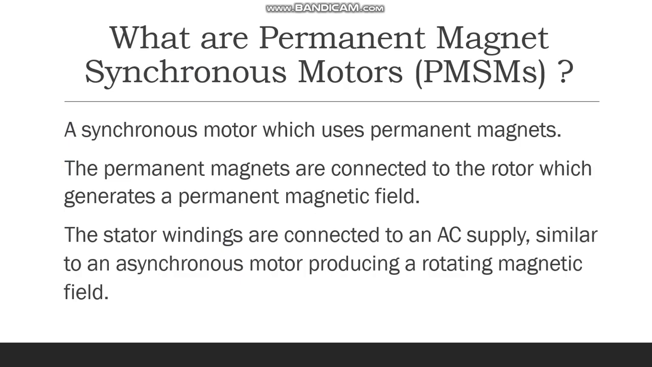So let's start. First of all, what are permanent magnet synchronous motors or PMSMs? They are basically motors which use permanent magnets. But these permanent magnets are attached to the rotor, which is the rotating part of the motor, and they produce a permanent magnetic field. Whereas the stator, which is the stationary part of the motor, is connected to an AC supply and it produces a rotating magnetic field.